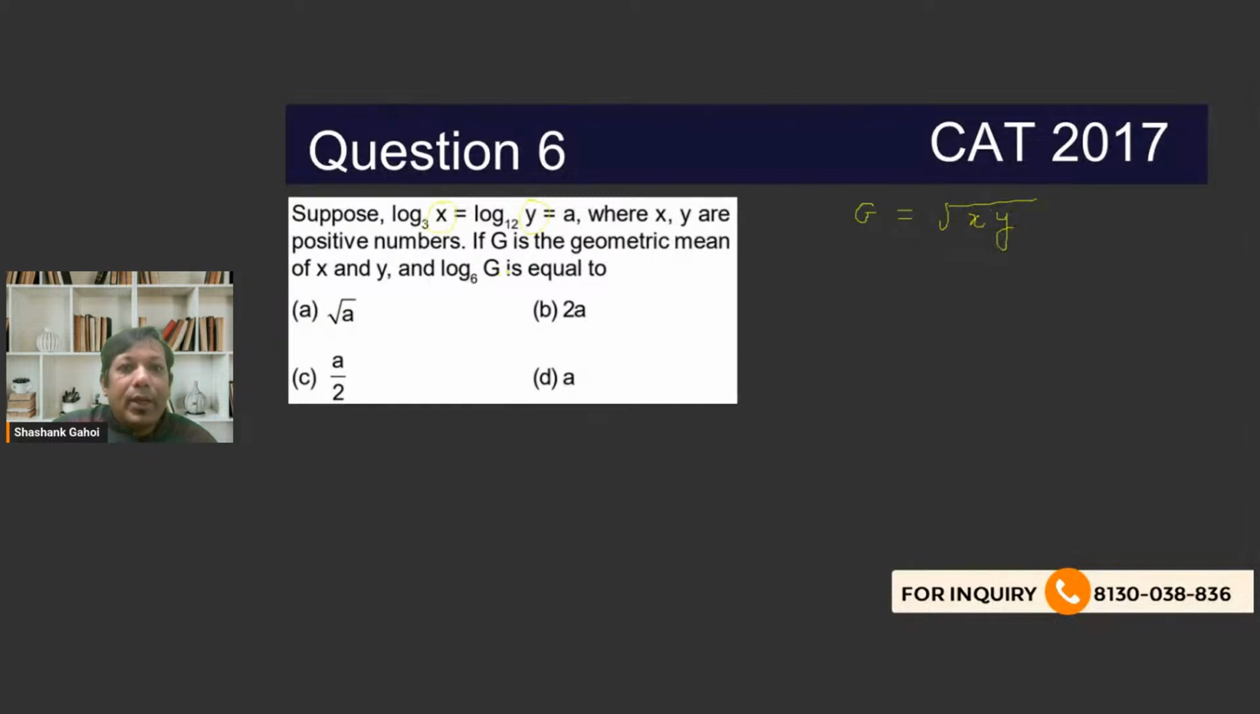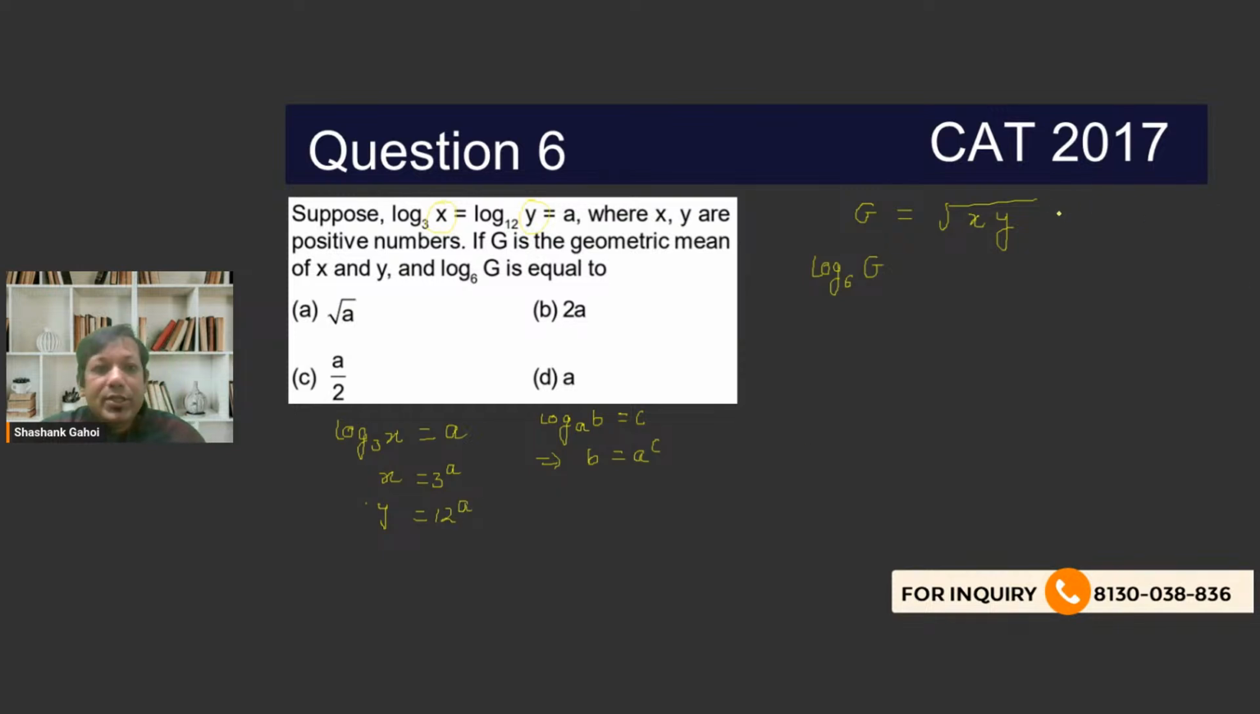right? Now the question is asking what is the value of log base 6 g, and I need to figure this out. Okay, so I'm going to write it like this. Log base 3 x is equal to a, so x is equal to 3 power a. The basic definition of log says that log b base a is equal to c implies b is equal to a power c, right? Similarly, I can say that y is equal to 12 power a.